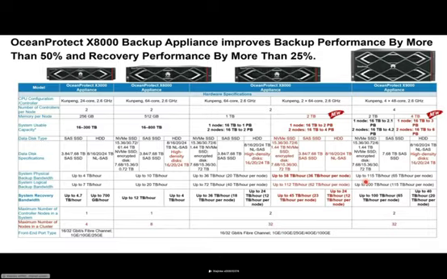Okay, so for the X9000, which is a high-end model, because we only increased the memory cache size to 4 terabytes, the performance is not increased compared with the previous version. But the total usable capacity has been increased.